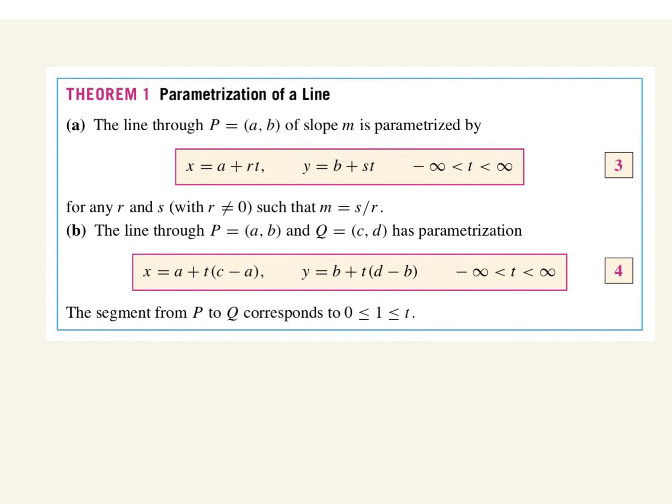The second one says the line through points P and Q. So if you're given 2 points, it has this parametrization. I said it wrong, but I'm done. X equals A plus T times the difference C minus A, right, the change in X, and B plus T times the change in Y.